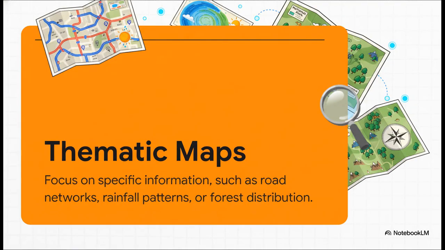And finally, we have thematic maps. These guys are the specialists. They're built to show you information about one specific theme or topic. A road map? That's a thematic map. A weather map that shows you where it's going to rain? That's one too. Or even a map showing where all the forests are. They tell one very specific story.